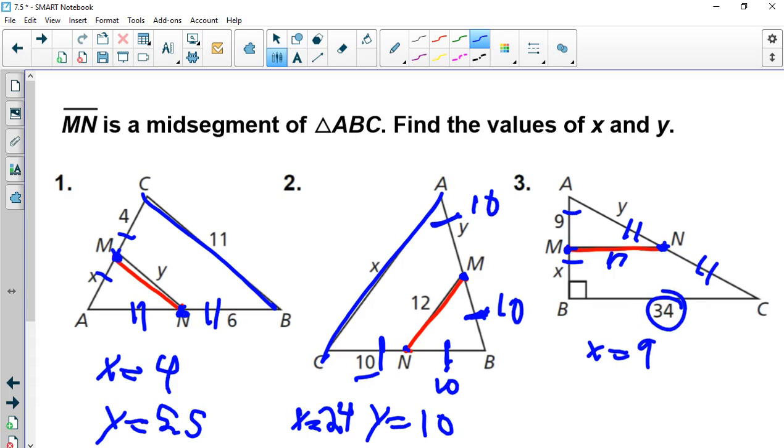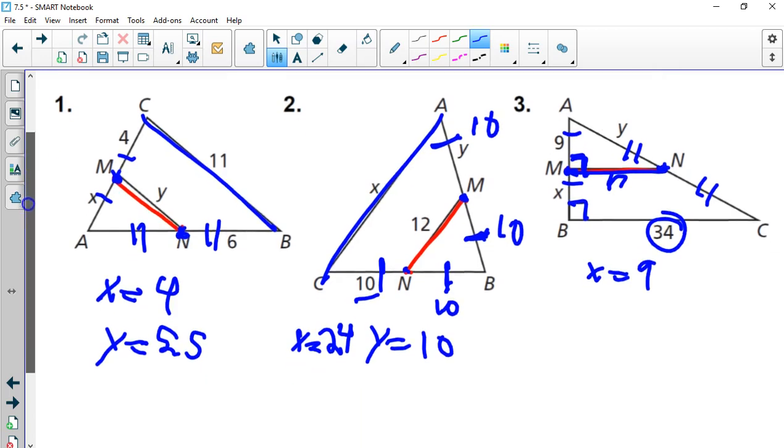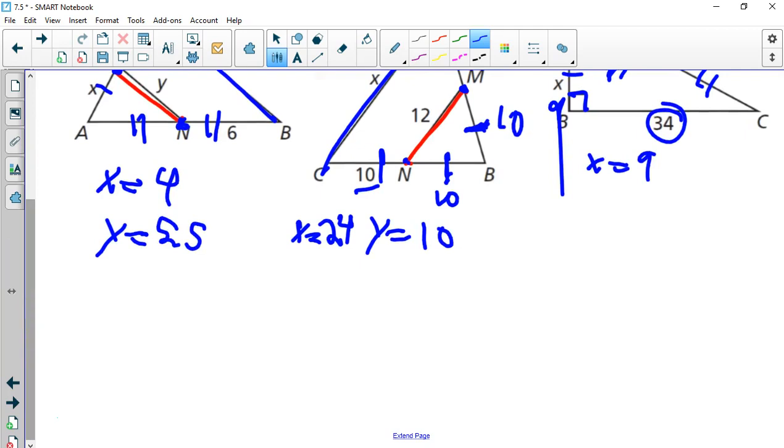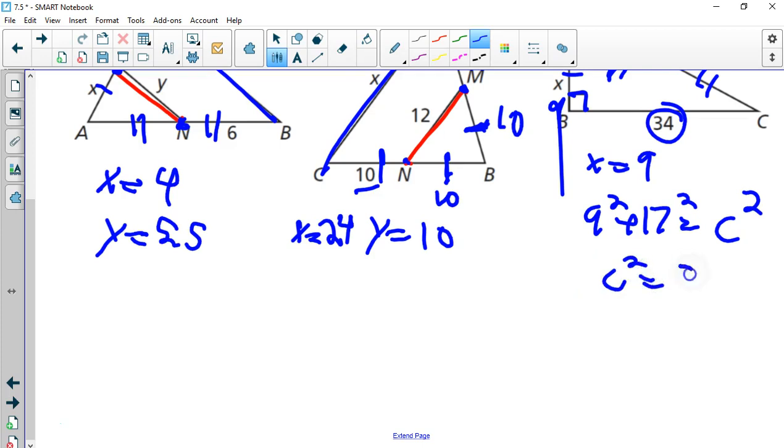And then what we have is a right triangle, because since this line is parallel to the base, those are both 90. So that means we have a Pythagorean Theorem situation here. We're going to do 9 squared plus 17 squared to get that hypotenuse of c squared, which is what y is. So that tells me that c squared is 370. Yes, that's a 7, sorry.